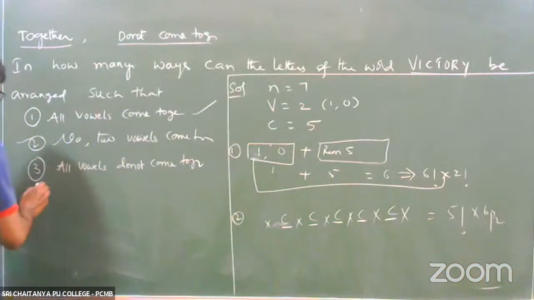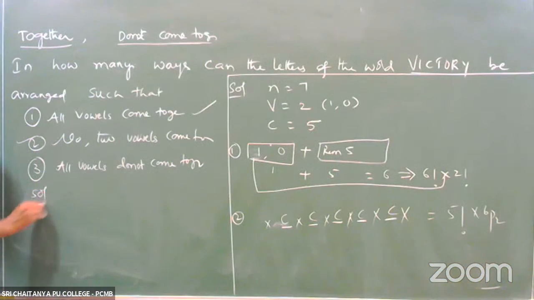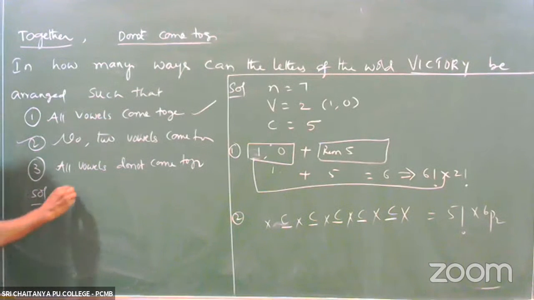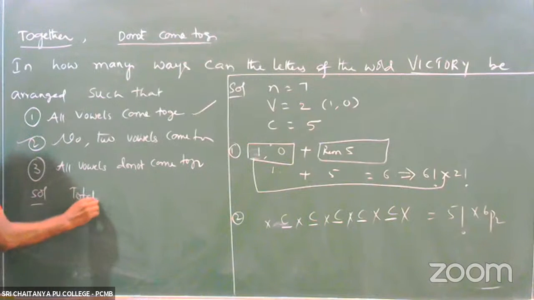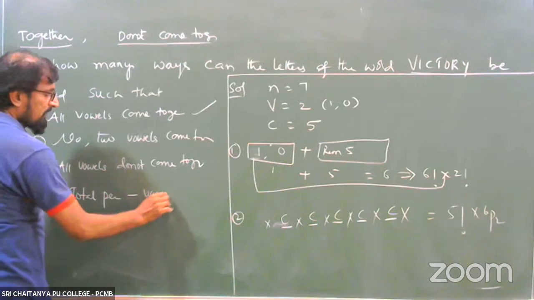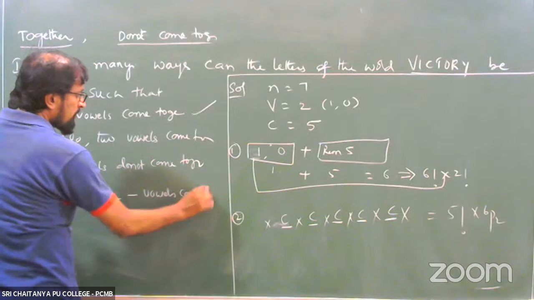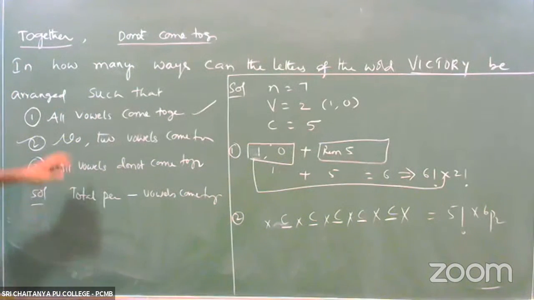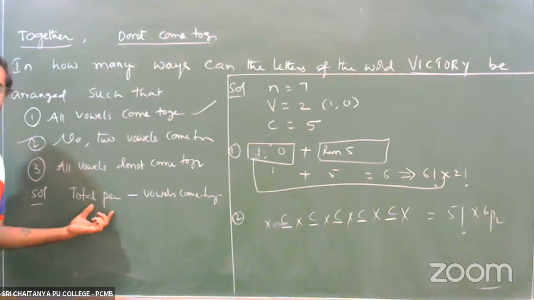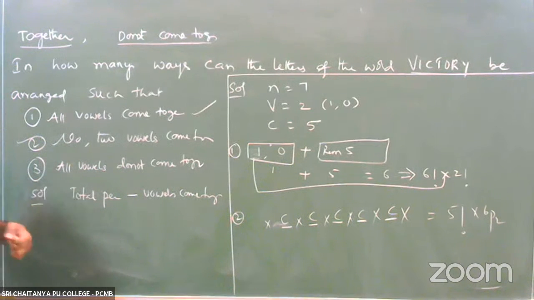Next, the third problem explanation I am giving here. All vowels do not come together means total permutations minus vowels come together. There is a lot of difference between the second problem and the third problem. All vowels do not come together: total permutations minus vowels come together.